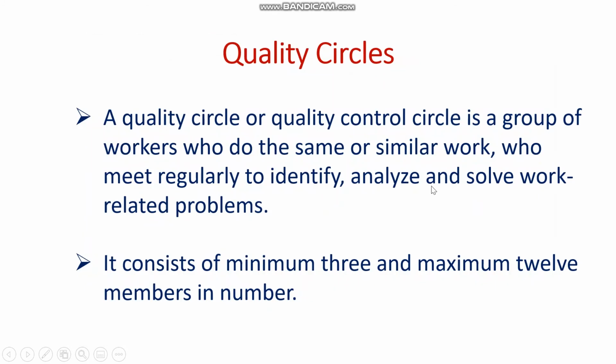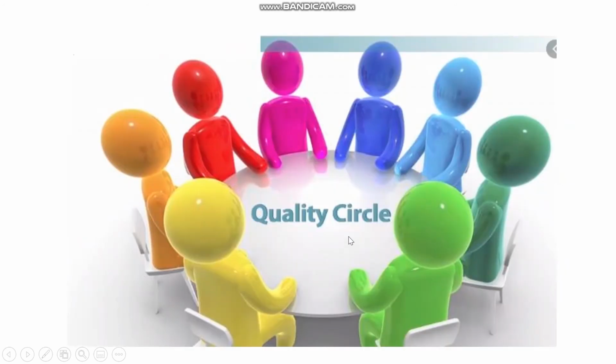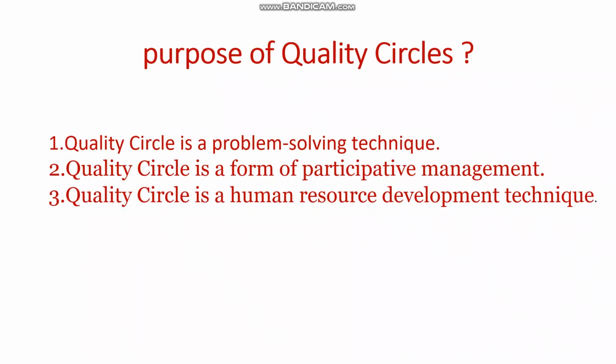This is the reason it says who do the same or similar work, who meet regularly. They have to meet regularly after identification of a problem in their department. Then they have to approach this problem in a technical way to identify the solving methods. Then they have to implement these solving methods in their department to improve the quality of the department.